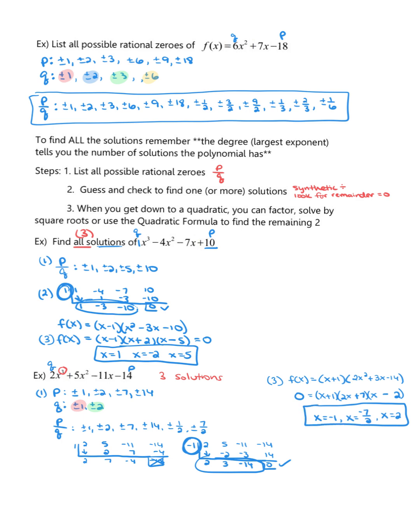All right, so the next example, x cubed minus 2x squared plus 9x minus 18. We're finding all the solutions. We're setting it equal to 0 to find all the solutions. So first, p is going to be my factors of 18. Q is 1. So first, find our p over q.